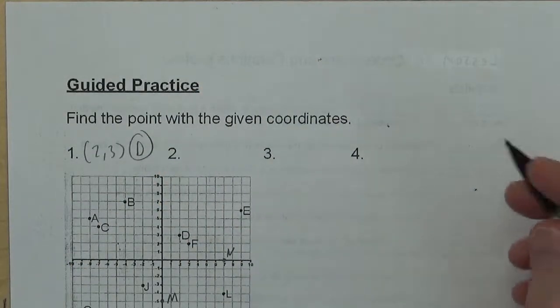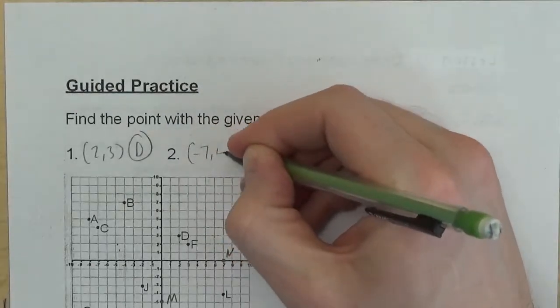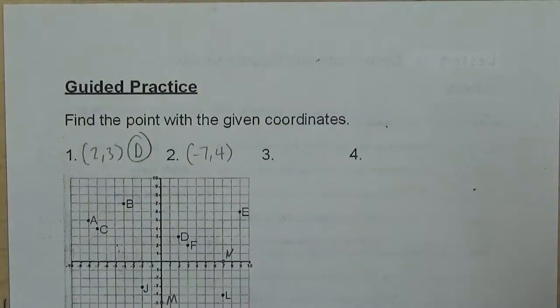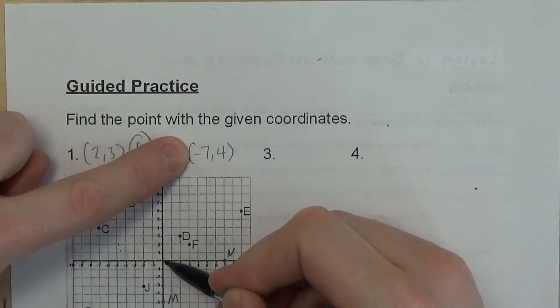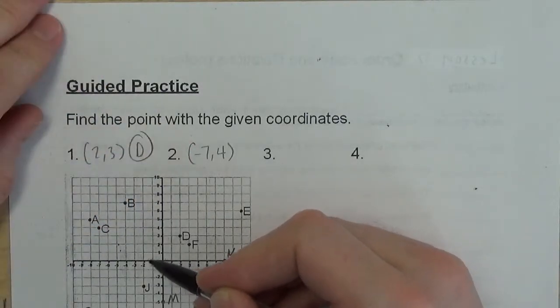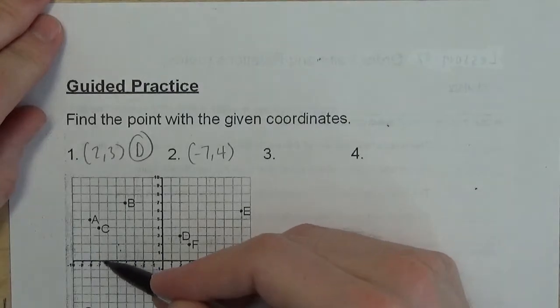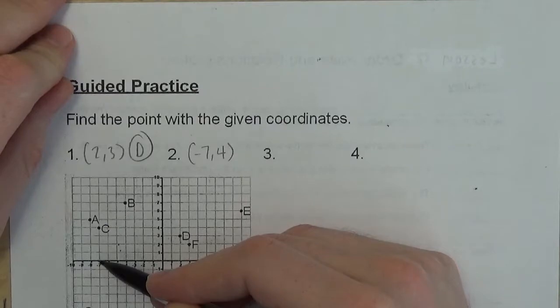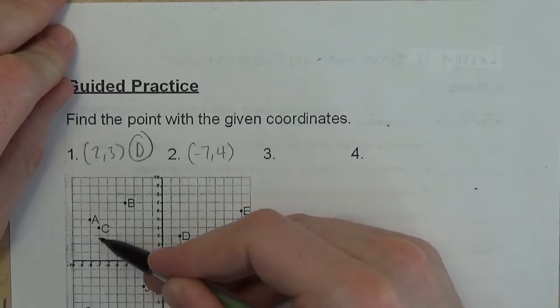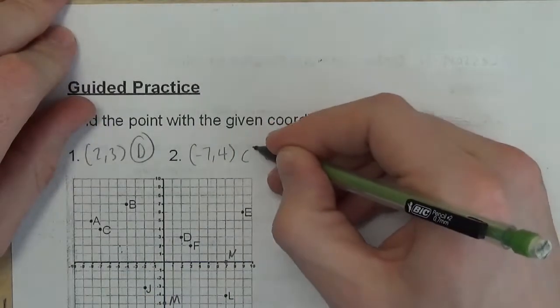Okay, number 2, we're at -7, 4. So we start back at the origin again. This time with a negative number for our x-coordinate means we're going to be moving back 1, 2, 3, 4, 5, 6, 7. But our y is again positive, so it means 4 goes up 4. 1, 2, 3, 4. So the location of that one is at C.